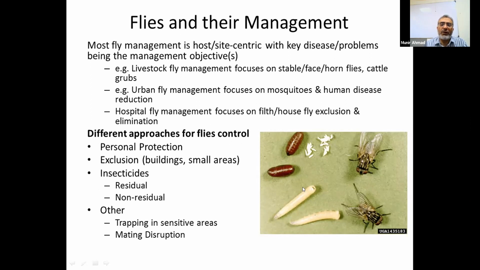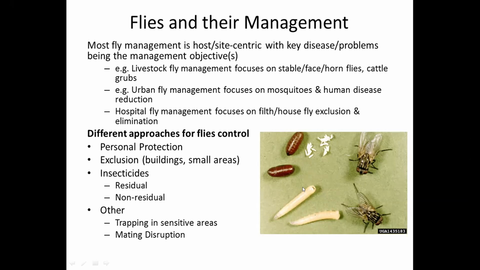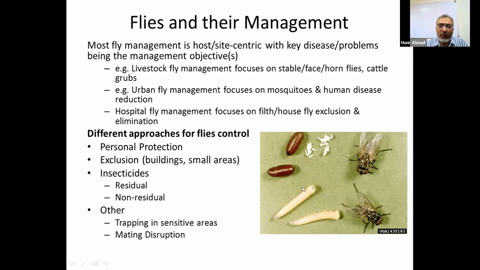So we use different approaches. We can go for personal protection. In buildings, we can have screen doors and windows so that we don't let them enter. We can have fans at the entry points, and we can also have sticky bands if some flies come inside the premises or the building. And if these are not possible or efficient, then we go for the use of insecticides. For that, we have residual as well as non-residual insecticides. But the best way is to avoid contact with these insects.